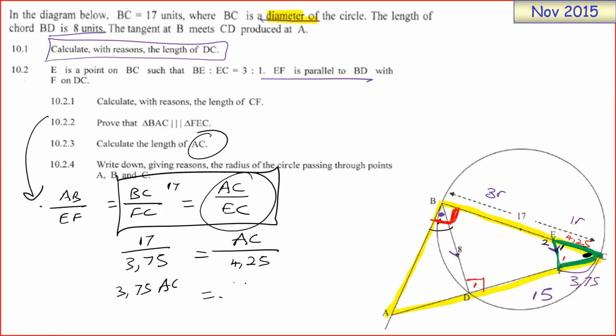And we can cross multiply. 3.75 AC is equal to, calculators out, 17 times 4.25. It's 72.25, sir. And then you're going to divide by 3.75. What do we get for AC? 19.27. I hope he's right. Is anyone checking? Yeah, he's right, sir.